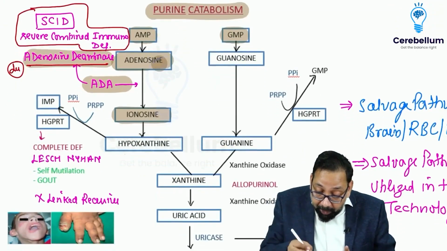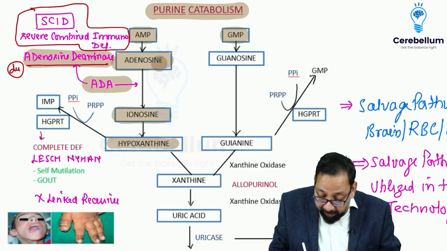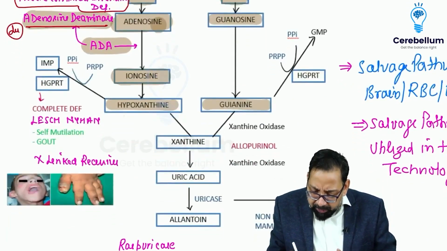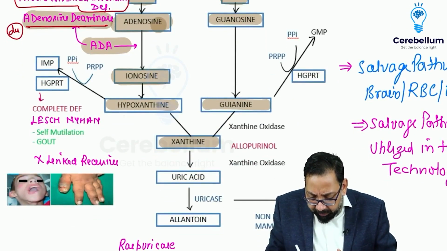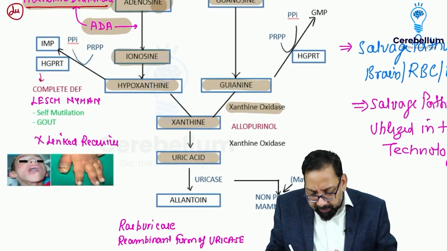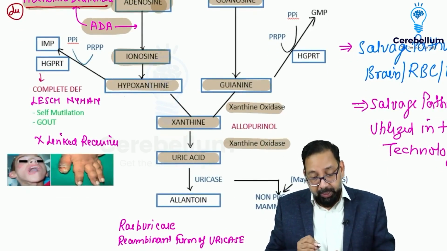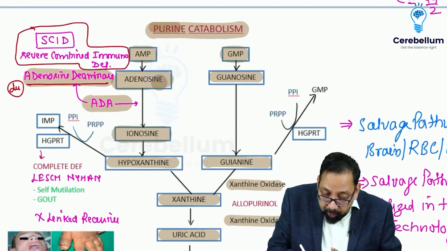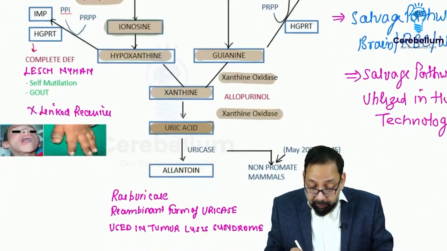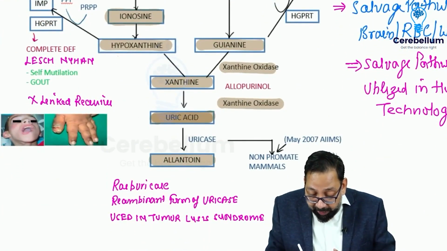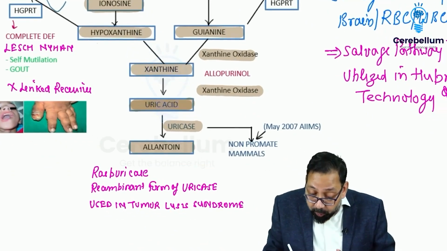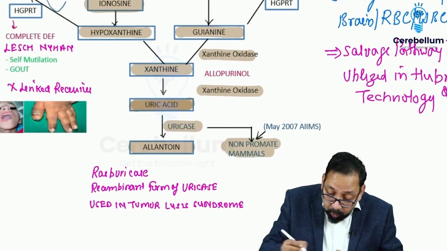Inosine is converted to hypoxanthine, and guanosine is converted to guanine. Hypoxanthine and guanine are converted to xanthine by xanthine oxidase. This xanthine is converted to uric acid by the same enzyme, xanthine oxidase. So the question is asked: the end product of purine catabolism is uric acid. Uric acid is further converted to allantoin by the enzyme uricase. This is in non-primate mammals.